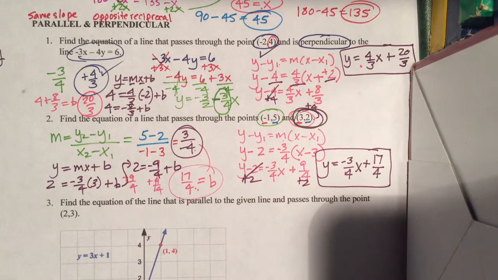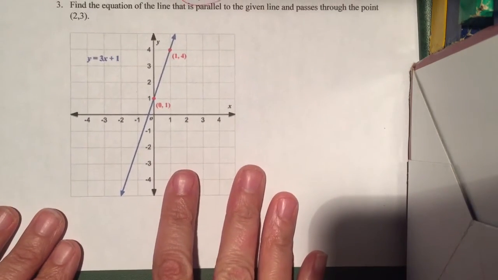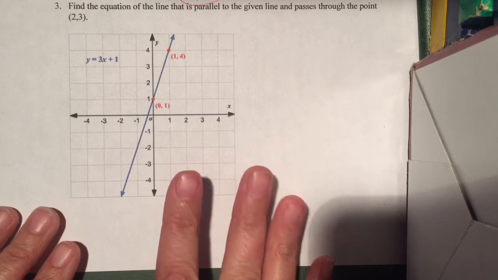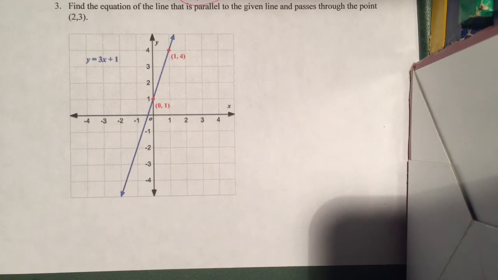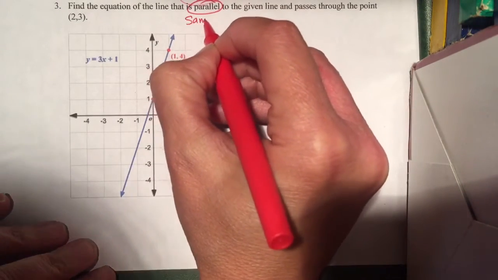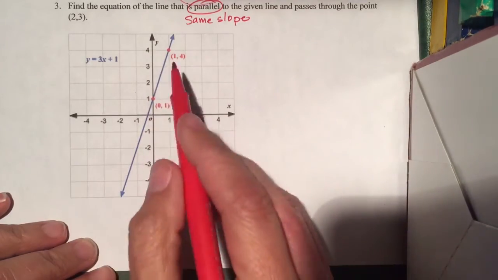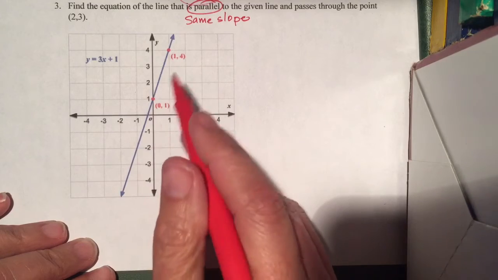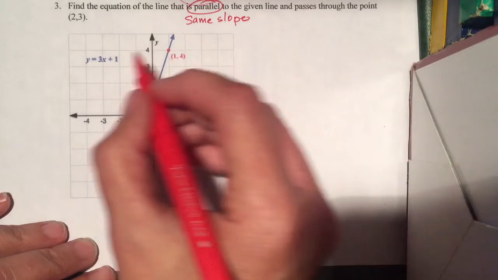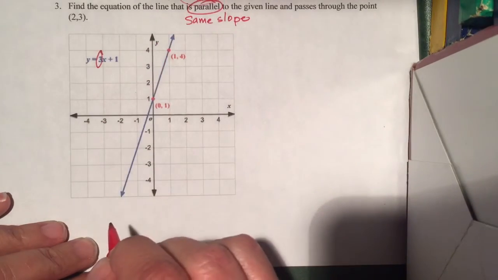Okay. All right, so let's look at the one with the graph. The one with the graph says find the equation of a line that is parallel to the given line and passes through the point. Okay. Here's the key word, parallel. So we're looking for the same slope. So the first thing I want to do is find the slope of this line. The equation for this line is actually already given, so my slope is 3.